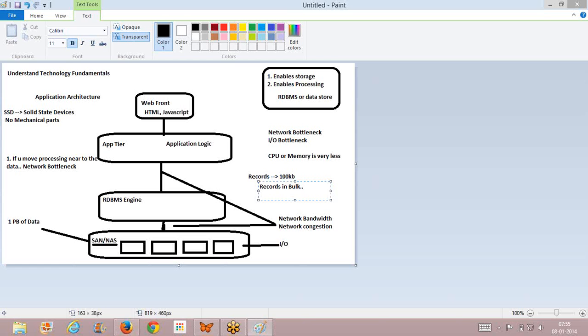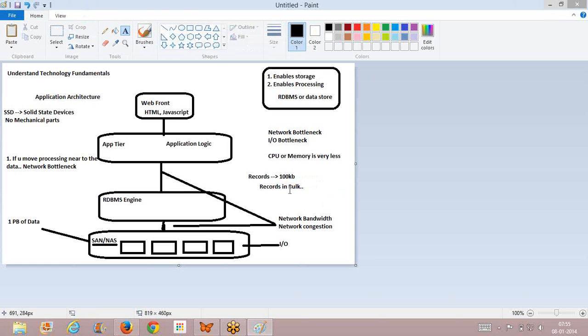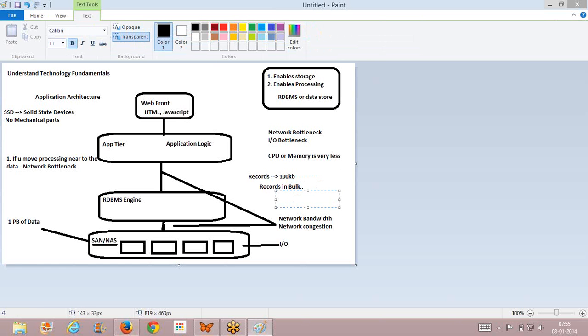Now, why would reading records in bulk save time? For that, you need to understand what goes on when you try to read a record. You have to imagine what is happening at the disk level. The first thing which happens is the spindle rotates to seek the position where the record is. So seeking the position is the first activity.